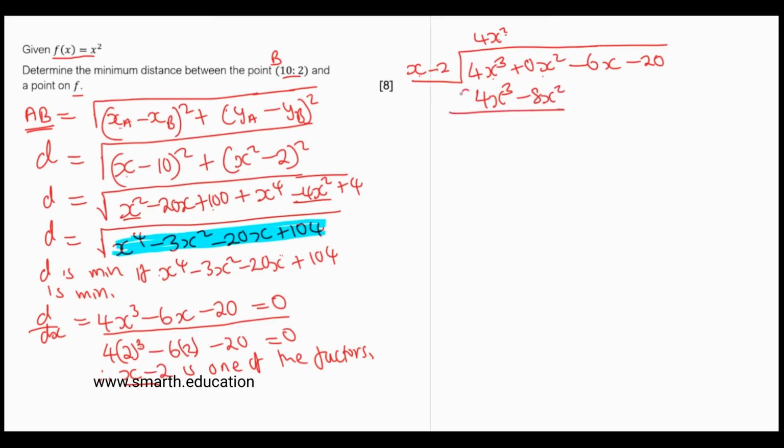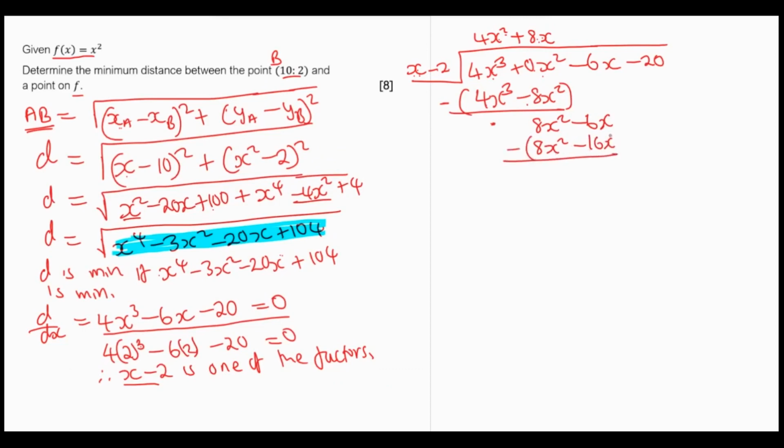Then we subtract. 4x cubed minus 4x cubed is 0. Then 0 minus negative 8x squared, that is positive 8x squared. Then we drop negative 6x. Then x into 8x squared, that is 8x. 8x times x, that is 8x squared. 8x times negative 2, that is negative 16x.